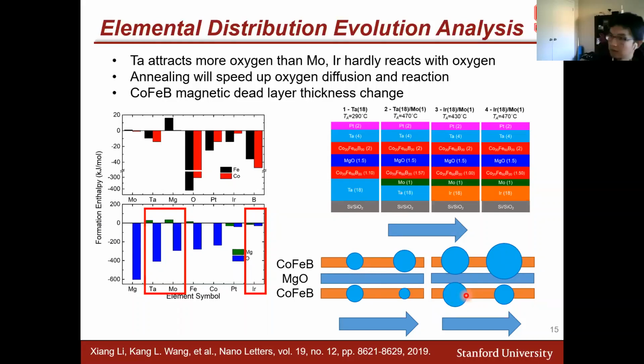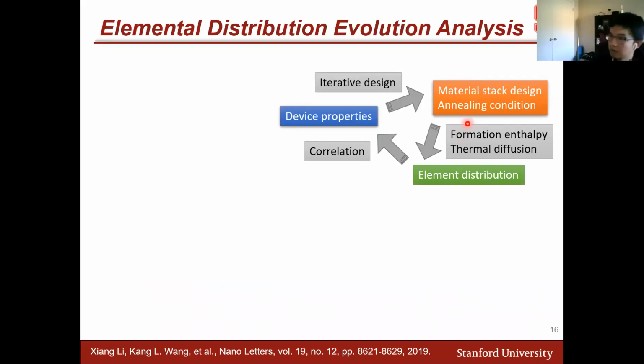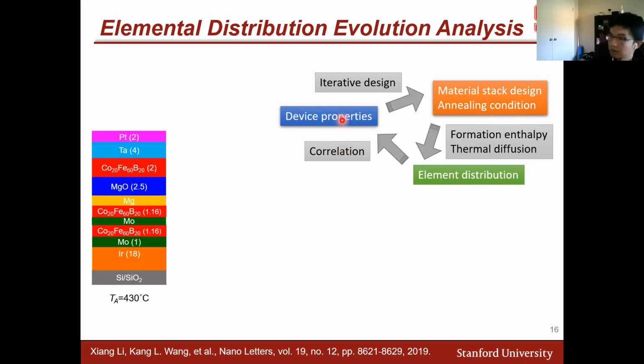So now I have, rather simply, explained that we can use this stack design and just use this simple formation enthalpy and thermal diffusion argument to predict how the element distribution changes. Then, with the correlation we found earlier, we can predict how the device properties will change, right? With this in mind, we can modify the whole stack and introduce additional layers, molybdenum and magnesium here.